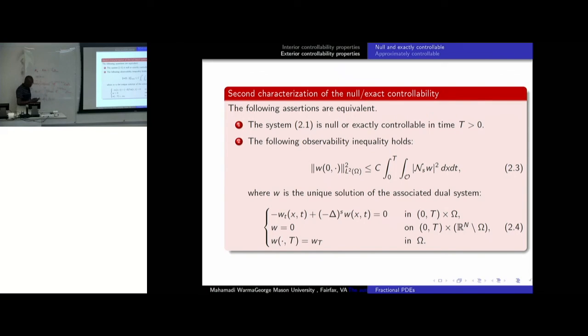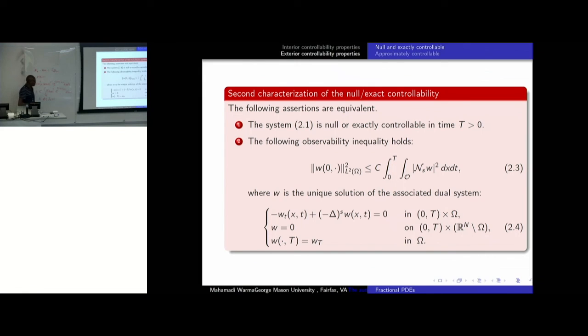Then also here, we have the observability inequality: the system is null controllable if and only if we have this observability inequality. This means that the information on the normal derivative of the solution of the backward system will determine the whole solution of the backward system. If you have information on the non-local normal derivative on your control region, you have the information on what happens in your whole system.